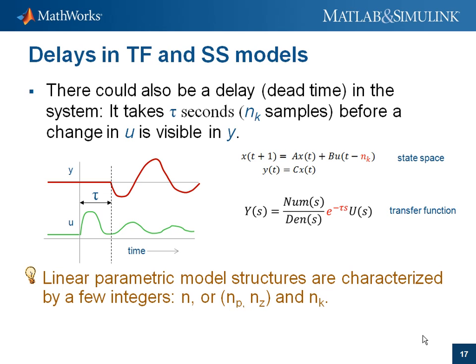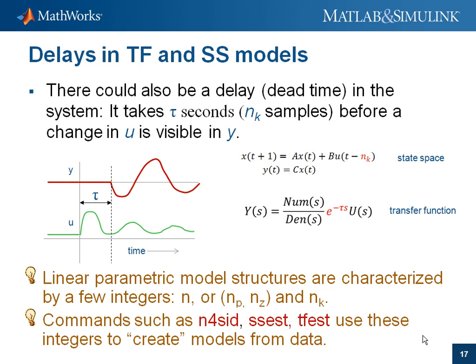For a discrete time model, the delay is an integer, the number of sampling intervals before the input reaches the output. That means that linear parametric models are characterized by a few integers, the orders and the delay. To estimate such black box linear models, we just need to select these integers.